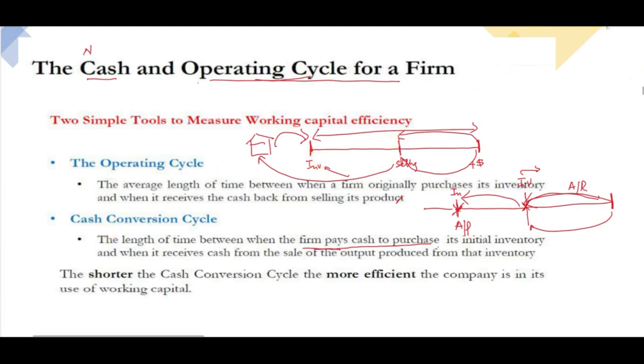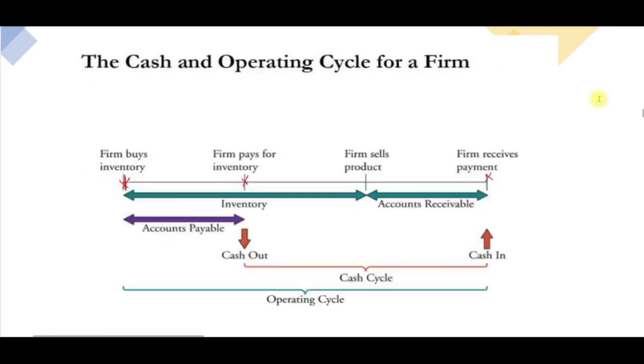There is a graph I can explain. If you see this graph, this is where the firm buys the inventory from the supplier. Here accounts payable has been generated, as you can see. Here the firm pays for the inventory, and after that the company is going to sell this inventory to the customer. The firm sells the product and then it creates accounts receivable. Once the accounts receivable is created, these customers will pay back the cash to the company.